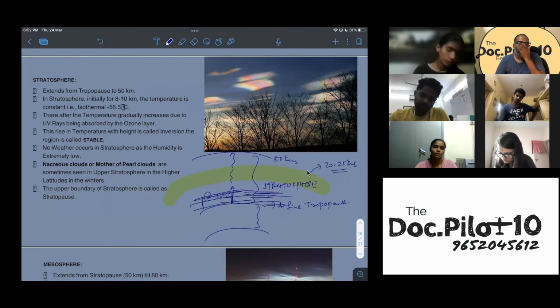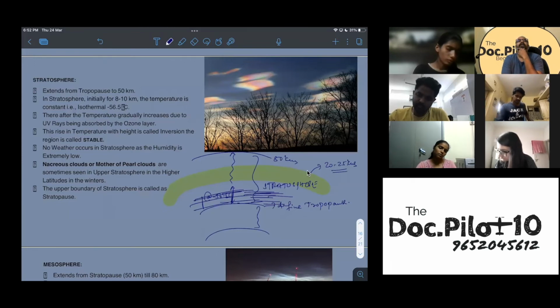Okay, next. Excuse me, sir, can you repeat the definition of tropopause? The layer or the level where the lapse rate is less than 1.98 degrees centigrade per 1,000 feet. Okay, see, this definition is given in Oxford. But actually speaking, tropopause is the layer where the troposphere ends.